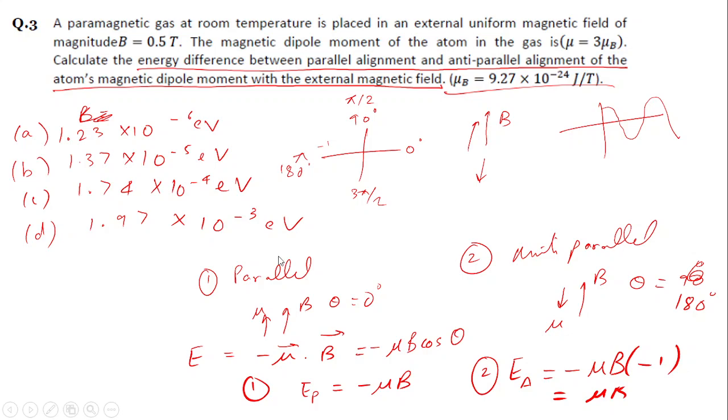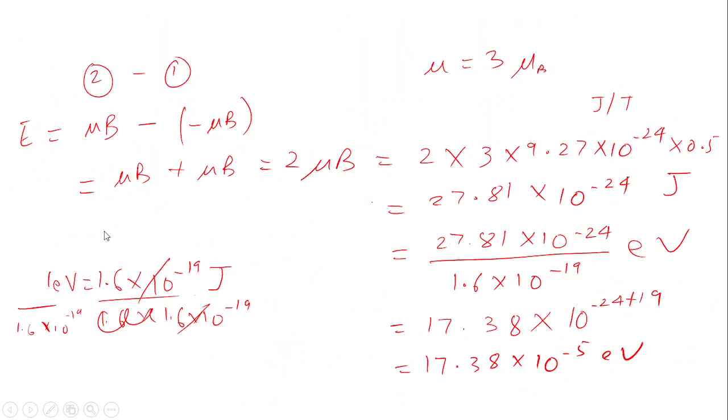Now I need to move the decimal point, because in all options the decimal point is after the first digit. So when I move this, it will be 1.738 times 10 to the power minus 4 electron volt. I divided it by 10, so it changes. Because I'm moving the decimal to the left side, the power becomes minus 4.